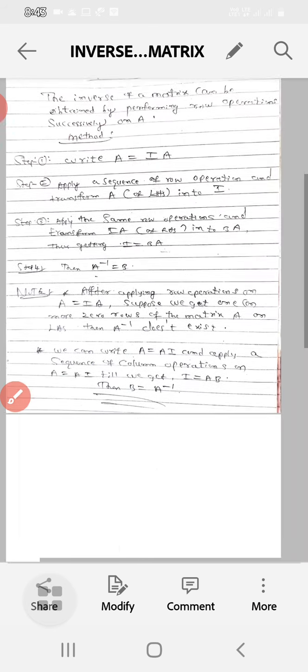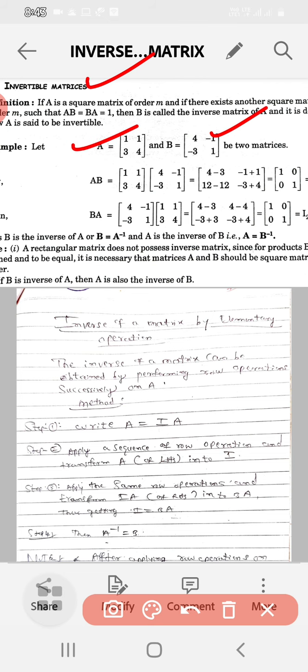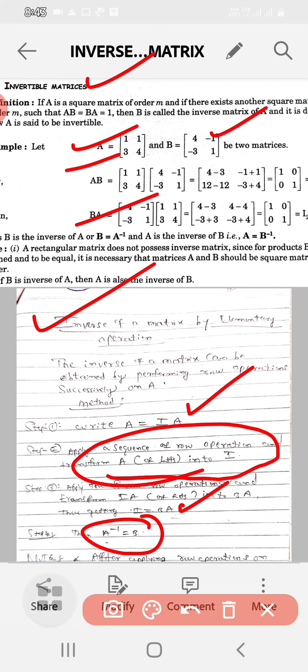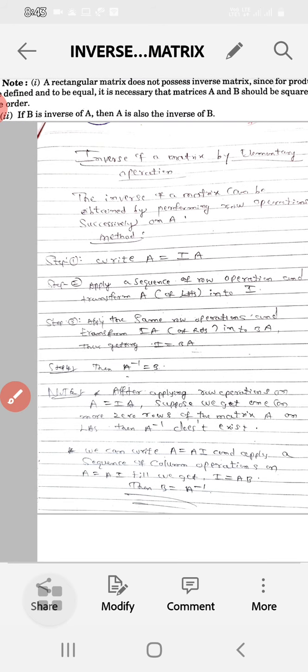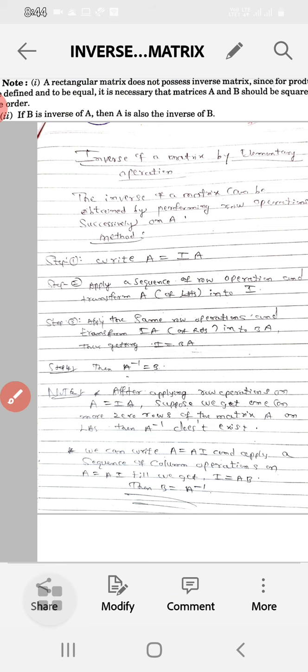So all that I explained in this class was theory. I have explained the definition of invertible matrix in the last class itself. Here I have taken the examples and proved that AB is equal to BA is equal to identity matrix. Then to find the inverse of a matrix, we have to write the given matrix as I into A and apply a series of row operations, convert both LHS and RHS, and you find out the inverse. When do we say that inverse does not exist? If we get one or more 0 rows, then inverse does not exist.